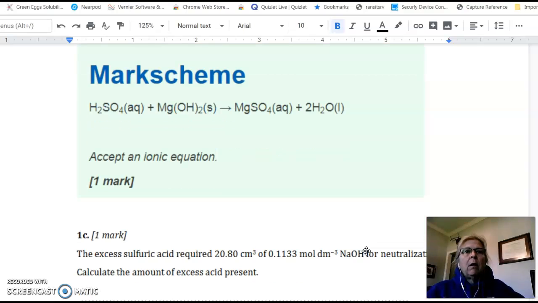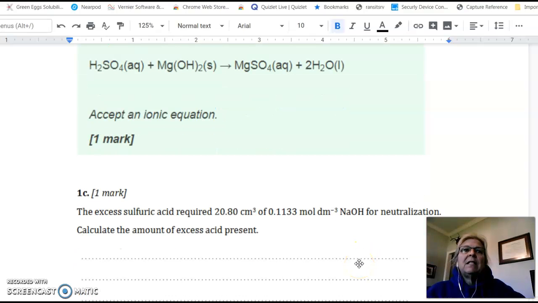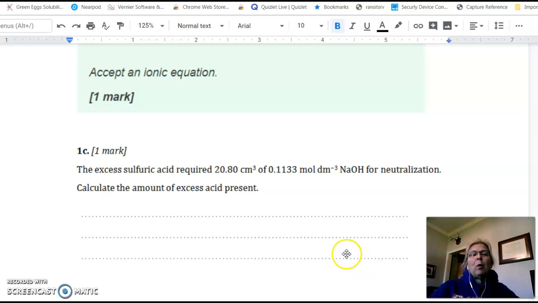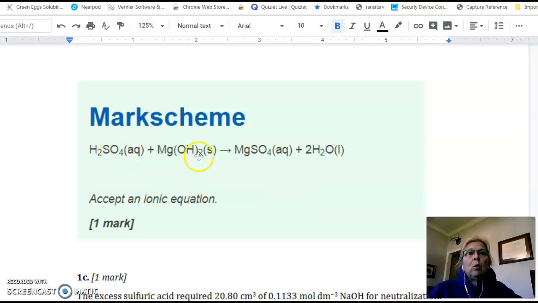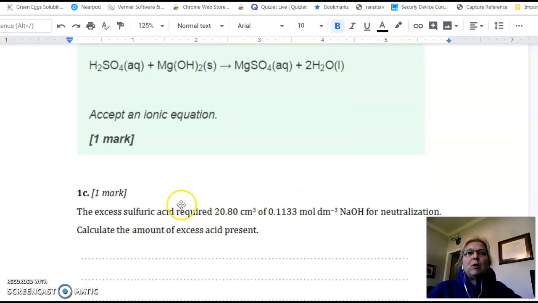All right, then we are going on to the next reaction, and this says excess sulfuric acid required 20.80 milliliters or cm3 of that molarity of NaOH. Calculate the amount of excess acid present. By this I mean the moles of excess acid present. Since that was a 1-to-1 ratio, if you find out how much was used up by this reaction with NaOH, then you can subtract moles minus moles.